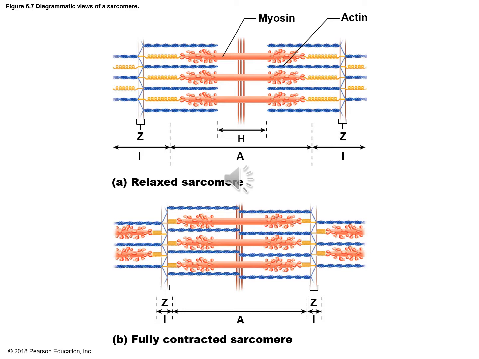Here's the sarcomere relaxed on the top and contracted on the bottom. Notice that the H band disappears when the sarcomere is fully contracted.